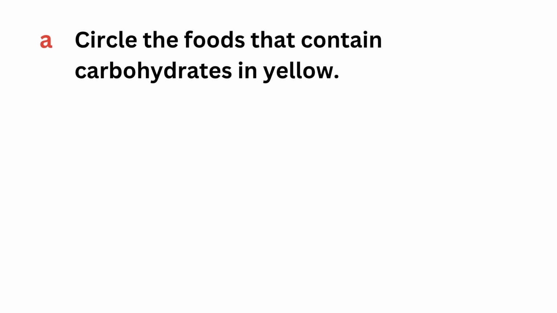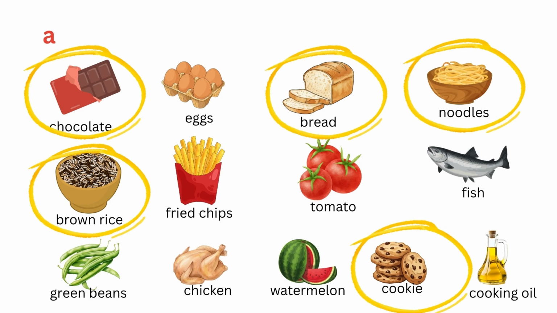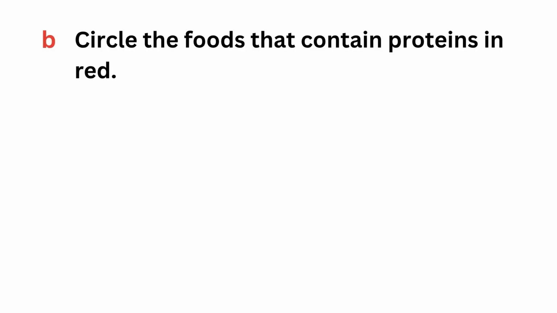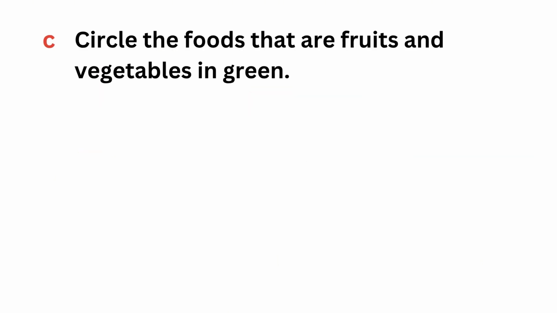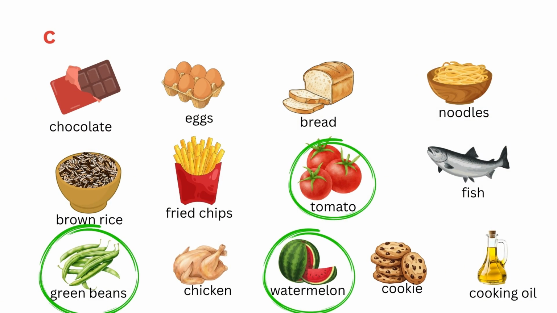Question A. Circle the foods that contain carbohydrates in yellow. So the foods that contain carbohydrates are chocolate, bread, noodles, brown rice, and cookie. Question B. Circle the foods that contain proteins in red. So the foods that contain proteins are eggs, fish, and chicken. Question C. Circle the foods that are fruits and vegetables in green. So the foods that are fruits and vegetables are tomato, green beans, and watermelon.